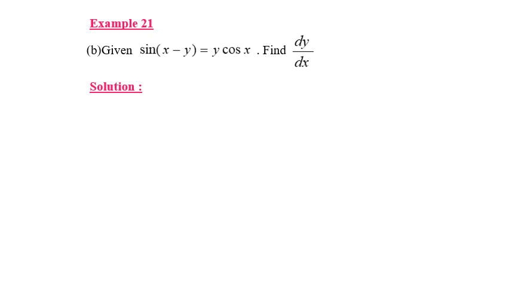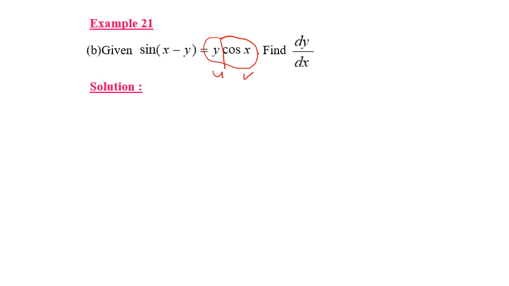And then, we also have a question B over here. So look at question B. This time, given sine(x minus y) equals y cos x. So also find dy/dx, right? Before we proceed to the solution, I would like to remind you that if you notice here on the right hand side, we have two terms. So don't forget, we have to use the product rule in order to differentiate the right hand side.